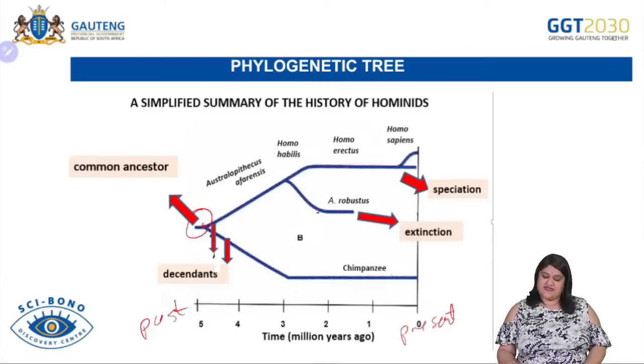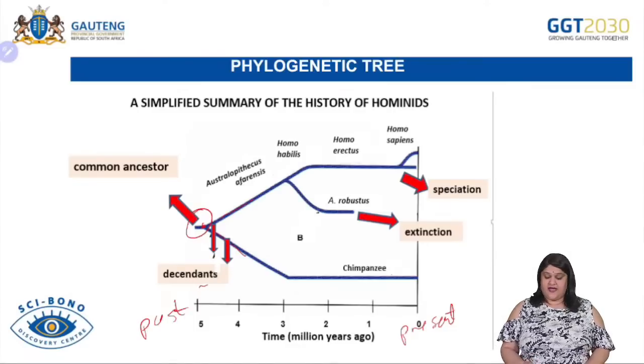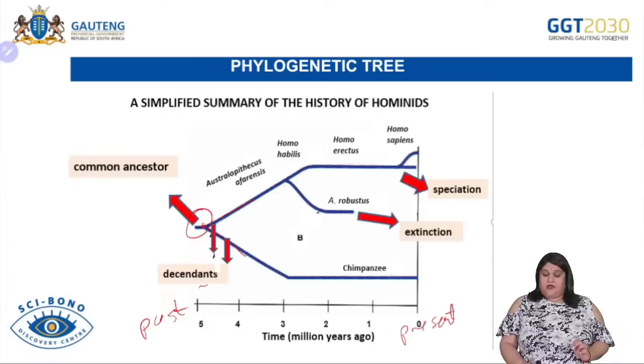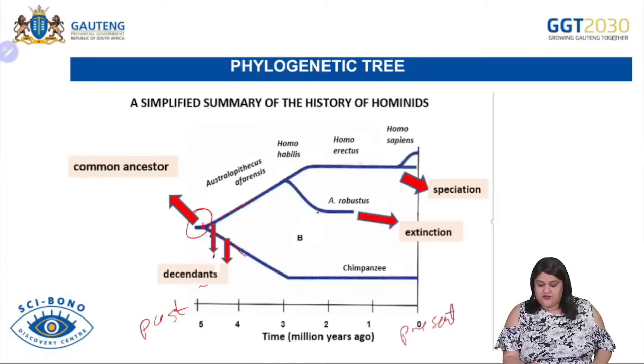That is the common ancestor, and then it branches off into the descendants. Okay, and then who is still in existence? Which organisms are still in existence today? When you need to read that off, you need to see which line goes right to the present day, or to 0. So in this instance, it is the Homo sapien.